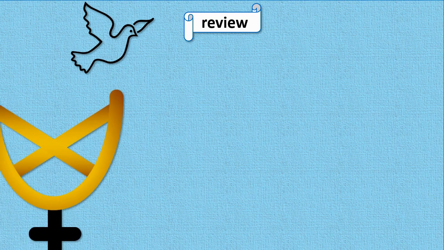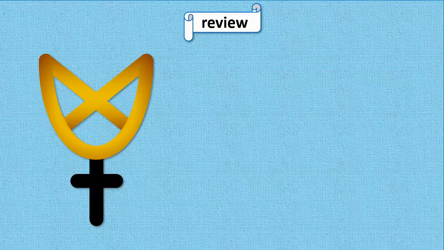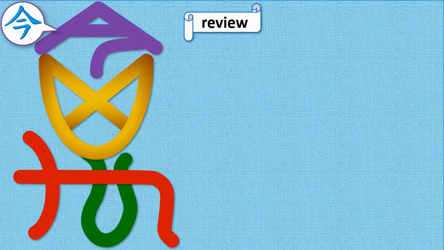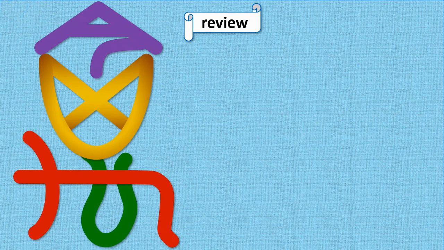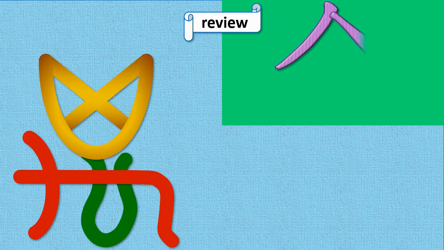Here's another review slide before going on to the third character in today's lesson. It's the character 禽, showing a hand holding a net and attempting to catch a bird. To emphasize the meaning of a live capture, the handle at the bottom was later replaced with a thrashing snake held down on the ground with a forked stick.